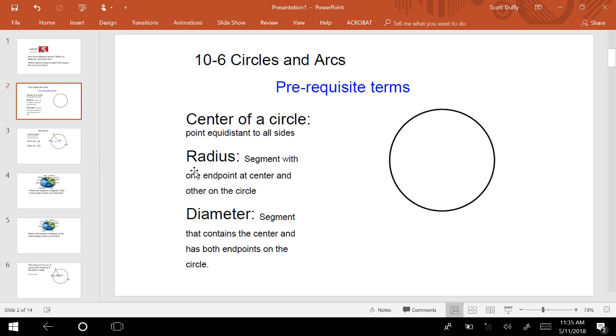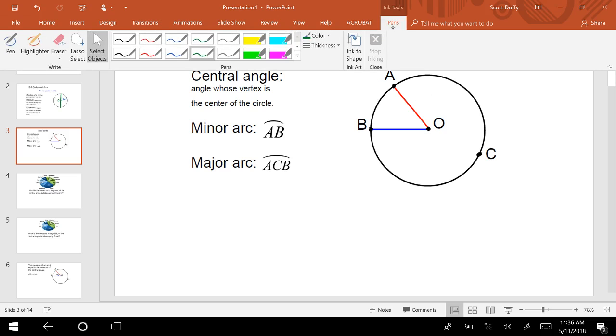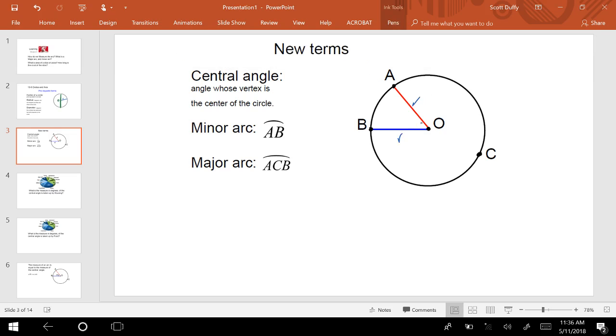So a couple of terms that we need to know. We need to know where the center of the circle is. We need to know what the radius is, which we know from yesterday. And then we also need to know what the diameter is, which we know from yesterday. Also, new term, central angle. That's an angle whose vertex is the center of a circle. So you basically draw two radii, or radiuses. A radius here, a radius there. This angle is the central angle that's caused by those two.